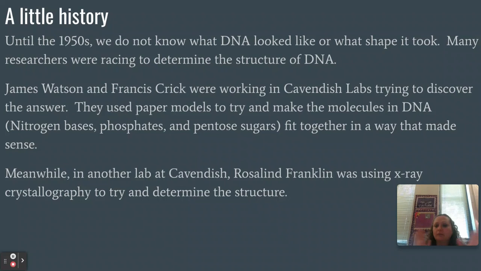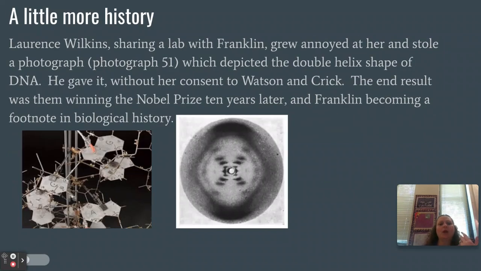Meanwhile, in another lab area at Cavendish Labs, Rosalind Franklin is using X-ray crystallography. She's also trying to determine the structure of DNA. Rosalind Franklin was not easy to get along with, apparently. Most of her colleagues were not super fond of her, but she was absolutely brilliant, far more intelligent than most of her colleagues. In particular, some of her male colleagues felt very threatened by her intelligence and the fact that she was like, I don't need anybody to be a partner to me. I can do this on my own.